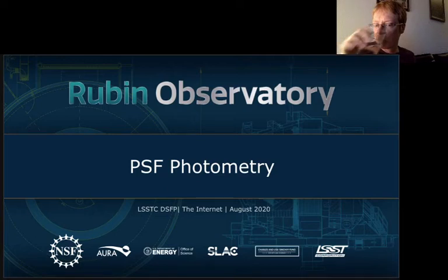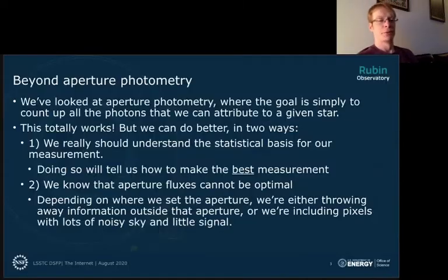Okay, so this session is going to be on PSF photometry. We're going to go beyond the aperture photometry that you saw in the beginning. When you think about aperture photometry, intuitively it makes sense that to measure the amount of light from a star, we just add up all the photons that we attribute to that star and say that's proportional to how bright the object is. And that totally works. So our physical intuition is leading us in the right direction there.